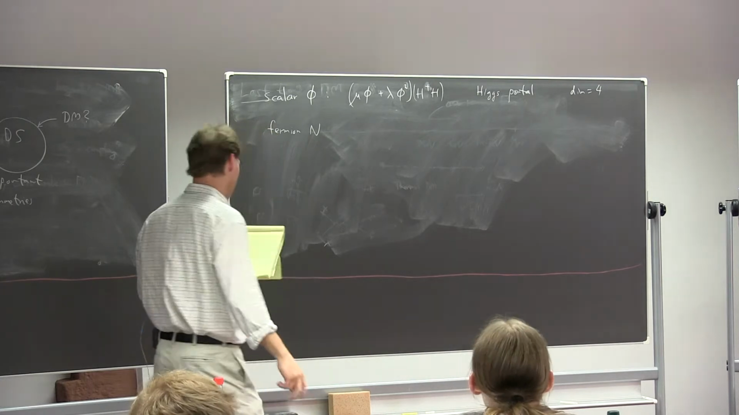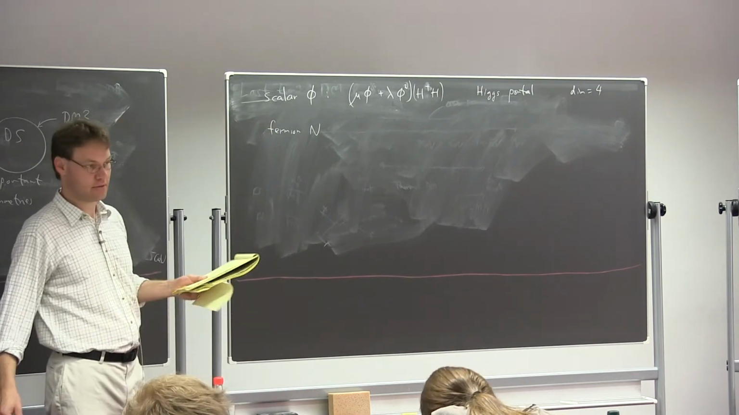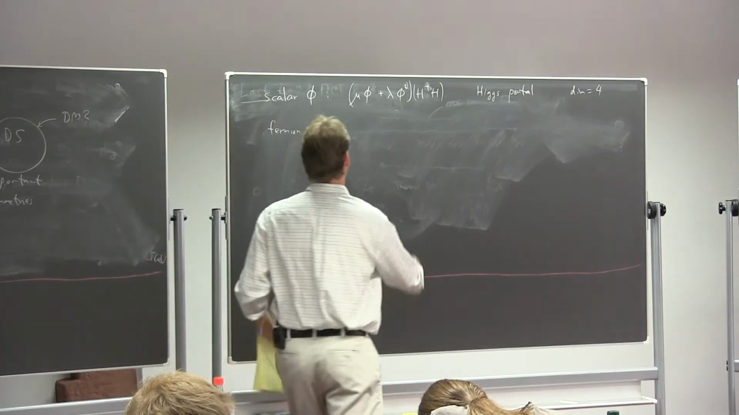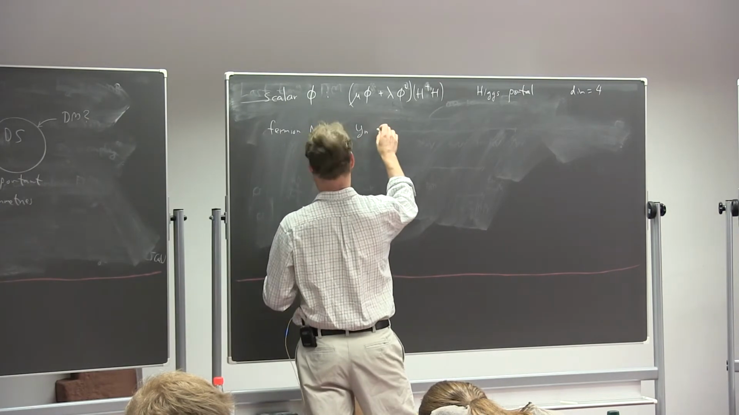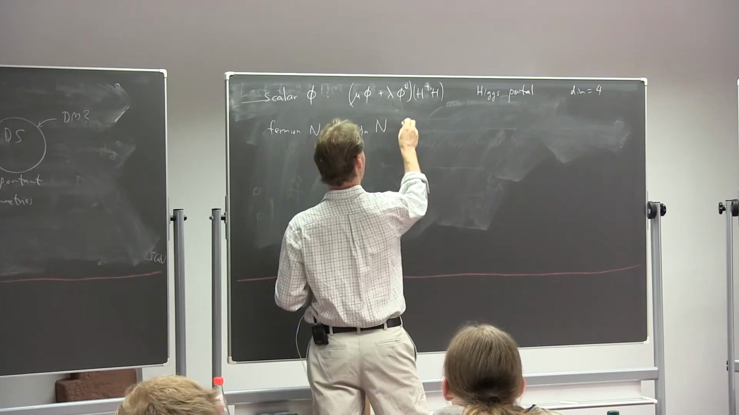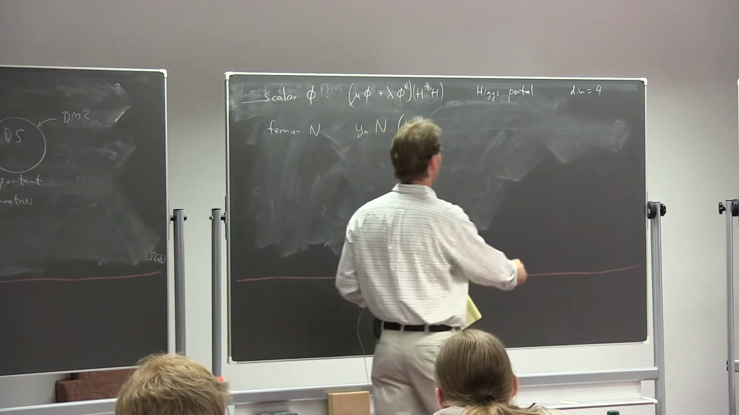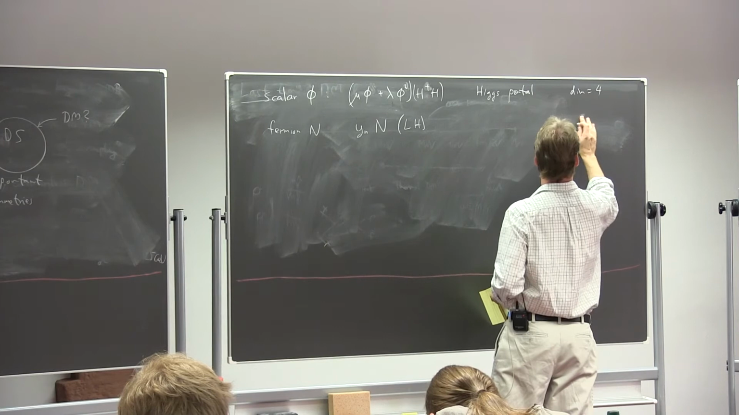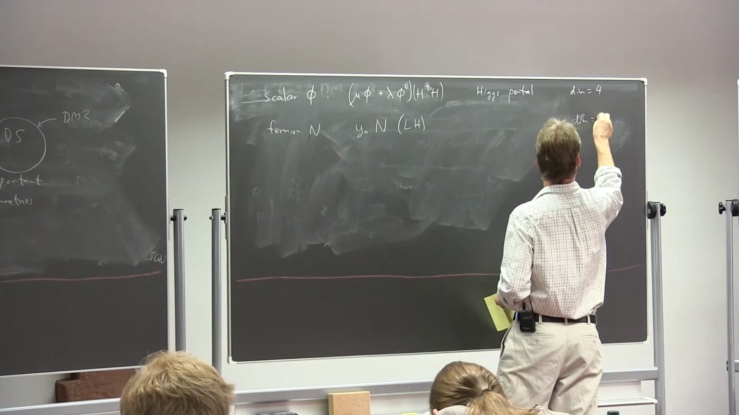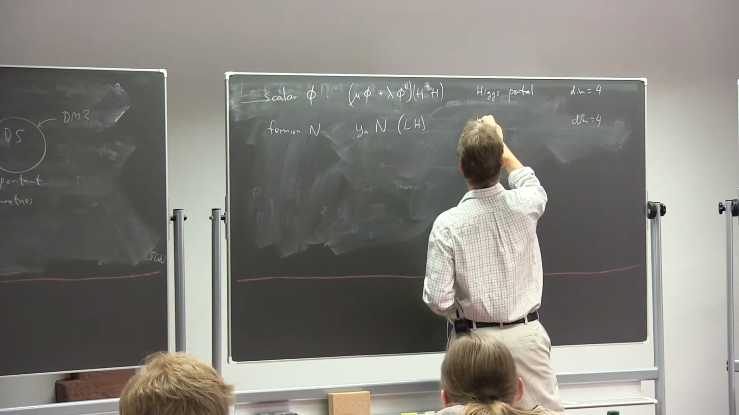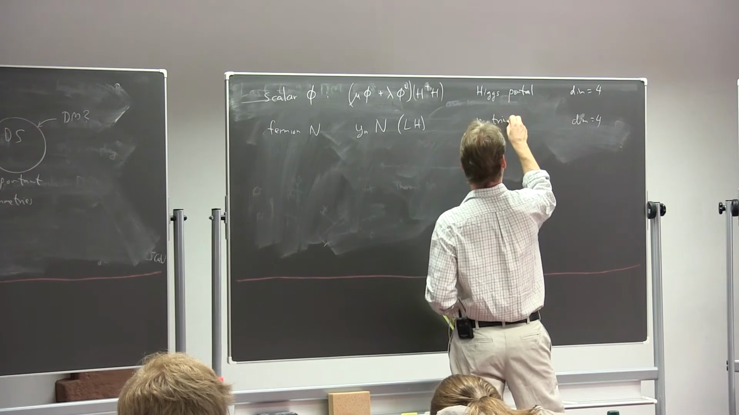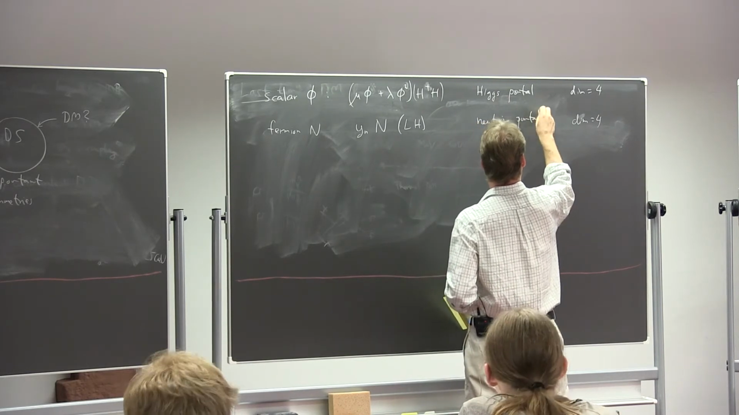So a fermion N, like a right-handed neutrino, which would be a standard model singlet. And in that case, we can write down a term that looks like this. And again, this has mass dimension 4. And this is called the neutrino portal.